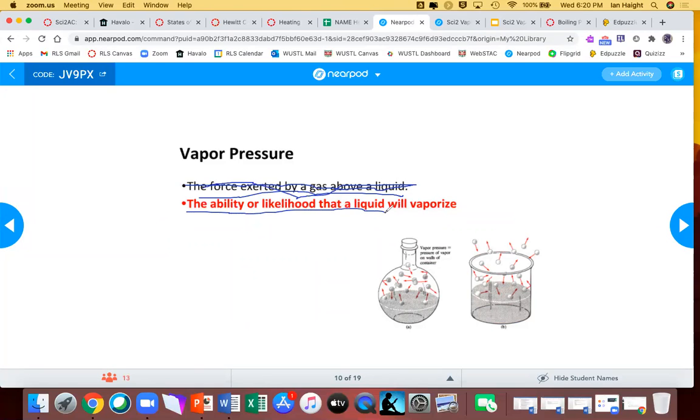Vapor pressure is just a measure of the ability or likelihood that a liquid will vaporize, right? How likely is it to become a gas? If you have high vapor pressure, that means it's very likely to become a gas. Very easy. It's going to jump from liquid to gas quickly. Whereas if it has low vapor pressure, you're going to need to apply more heat to get it to actually vaporize. And so I'll just show you a graph that hopefully will help explain this.